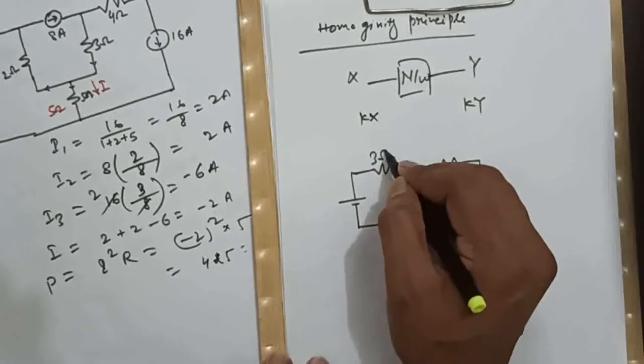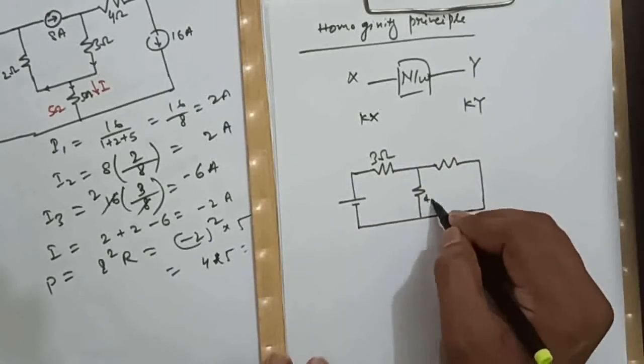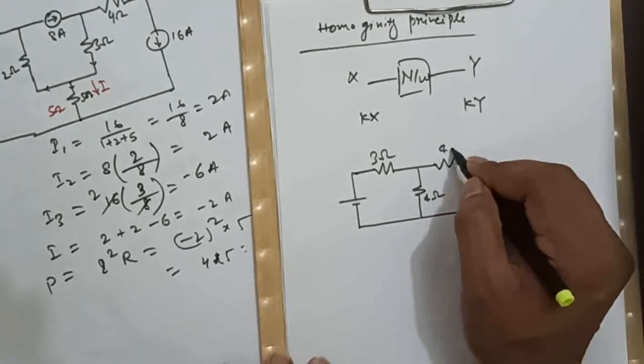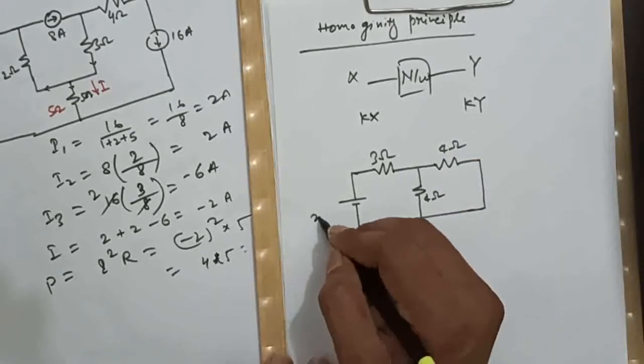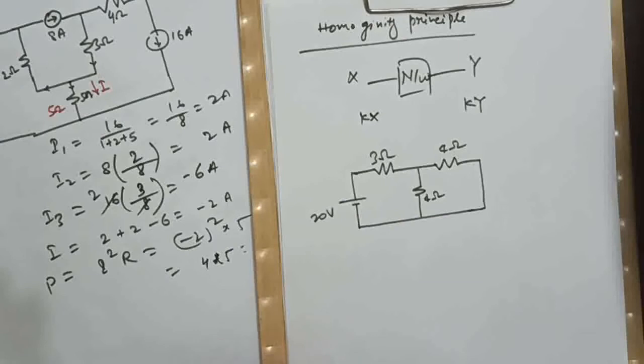This is 3 ohm, 4 ohm, 4 ohm, and this is 20 volt, right? The question is, what will be the branch current if the source voltage is 60 volt? Means this 20 volt voltage source will be replaced by 60 volts. Then what will be the branch current?